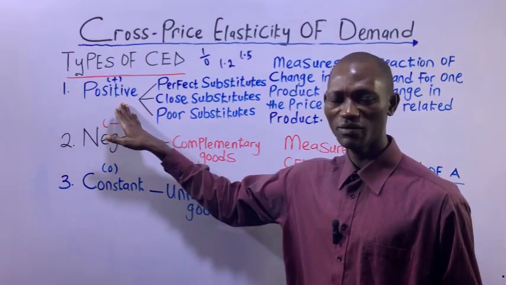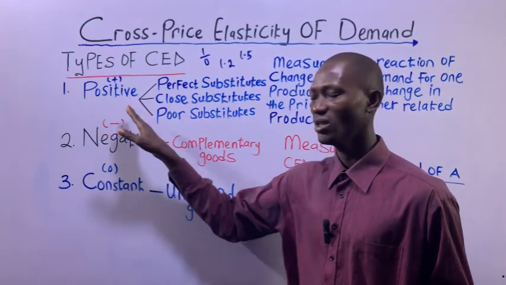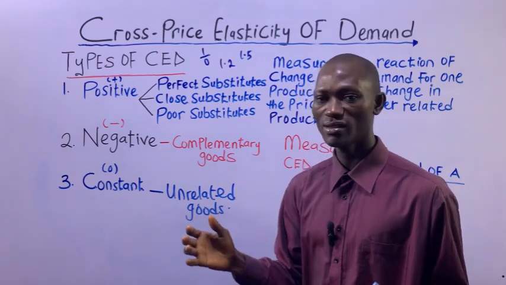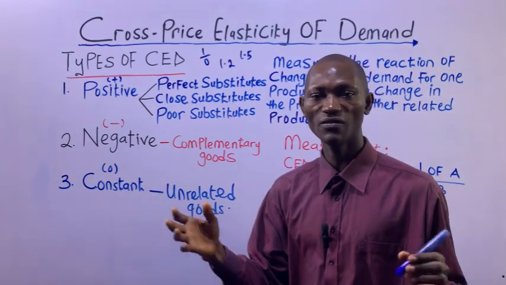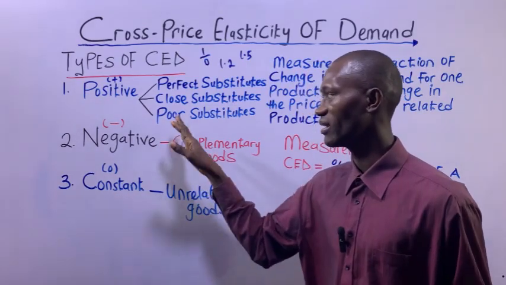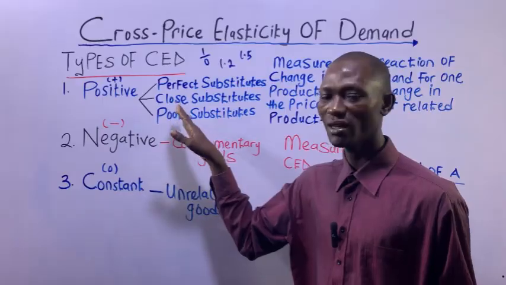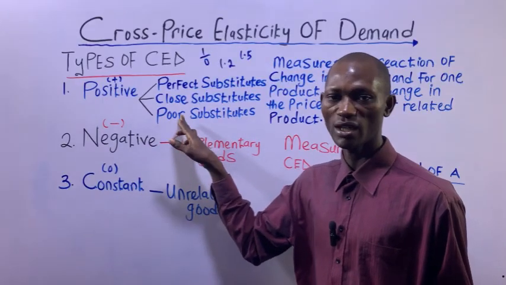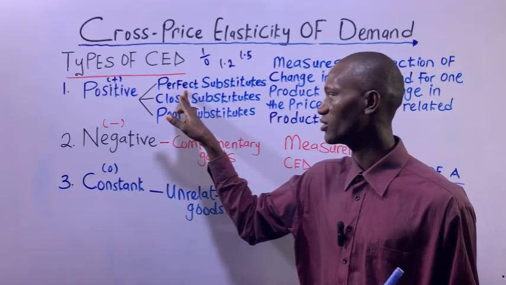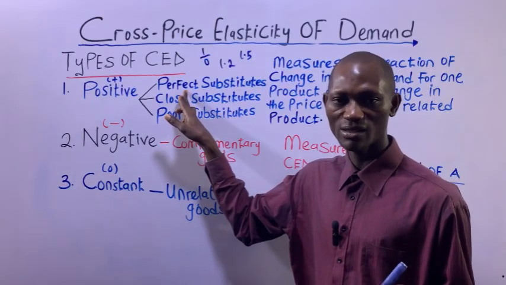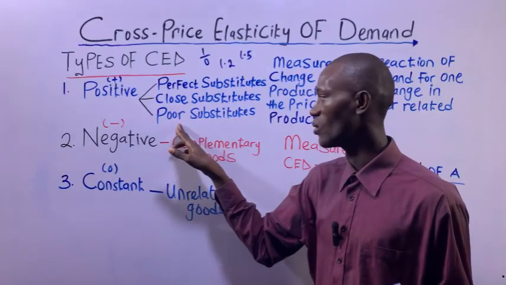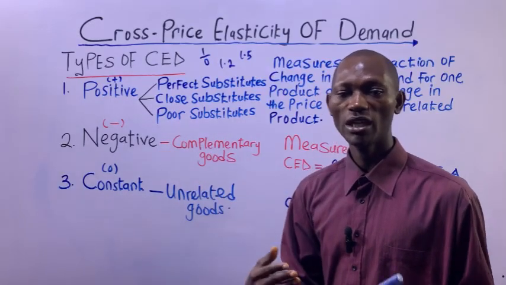So for positive cross price elasticity of demand, the goods that usually have such are substitute goods. And we did say substitute goods can be used to fill in for the other. They can be used in place of another. That's what we mean by that. And we did say it's further classified into perfect, close, and poor substitutes. For perfect substitutes, the cross price elasticity coefficient is infinitely elastic or perfectly elastic. For close substitutes, it is greater than 1 but less than infinity, while for poor substitutes, it is less than 1 but greater than 0.